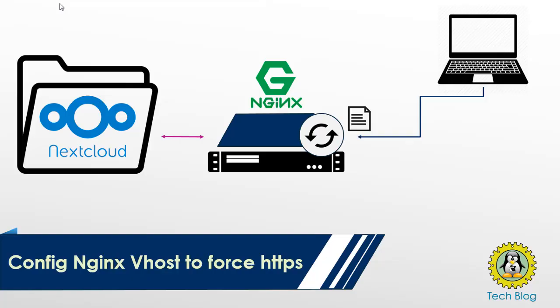Now it's time to move on to step 6: configure the Nginx virtual host for NextCloud. In this step, we will configure the Nginx virtual host for NextCloud. We will configure NextCloud to run under the HTTPS connection and will force the HTTP connection automatically to the secure HTTPS connection.